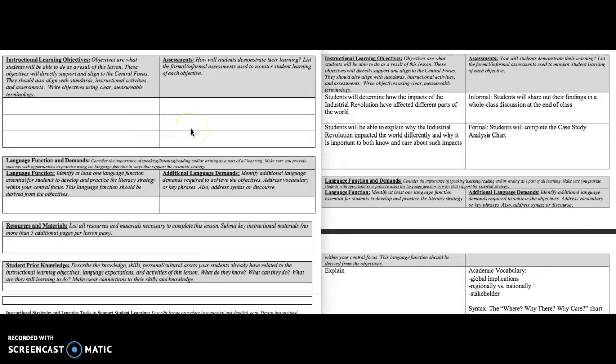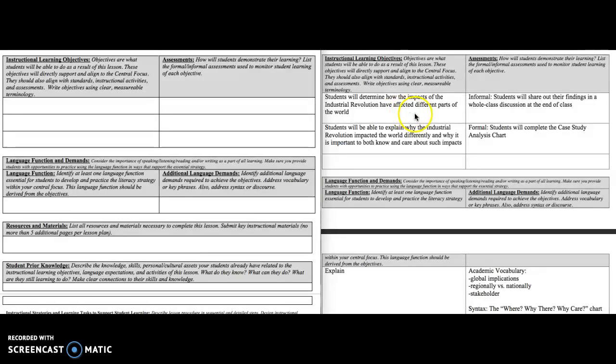So they must directly be in line with the central focus as well as the standards and any activities and assessments that are going to be covered in the lesson. So here, whatever instructional learning objective you place here, you have to make sure that you are able to assess students either formally or informally on this side right here, where the students will demonstrate their learning.